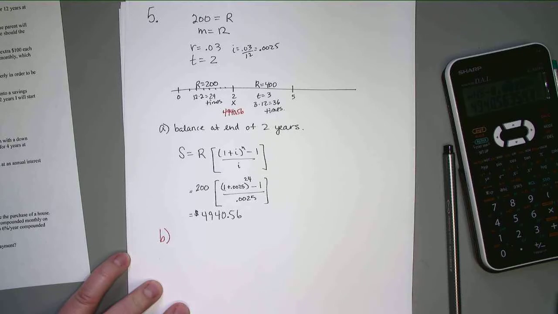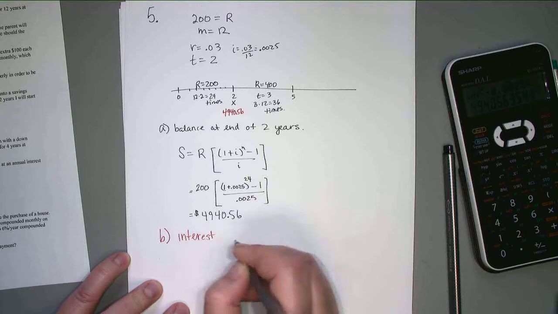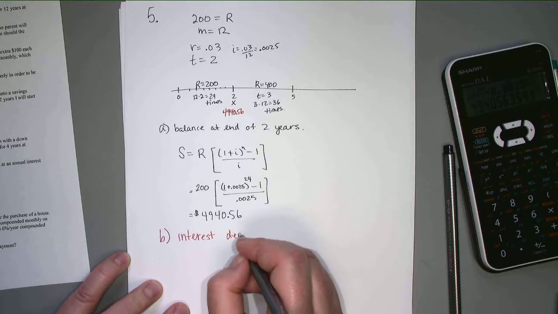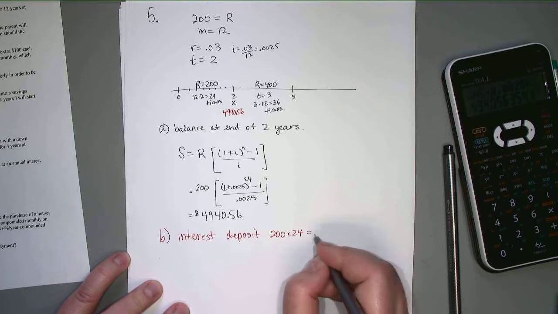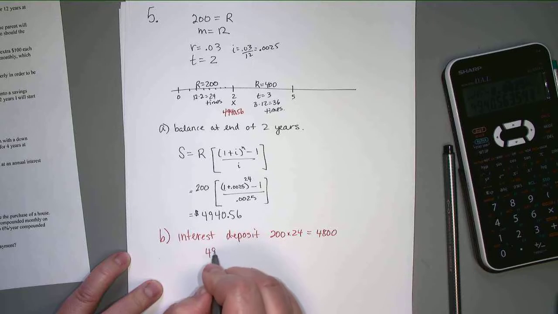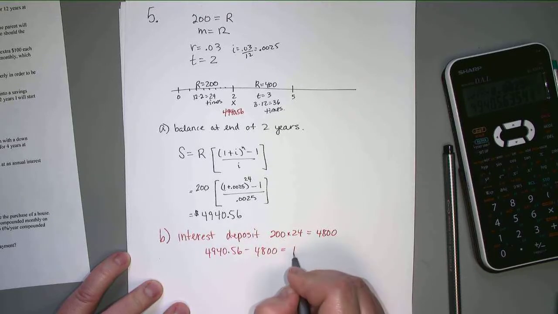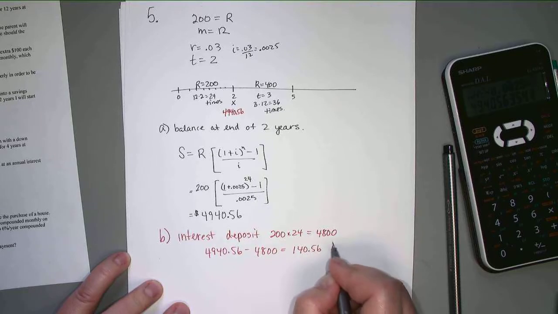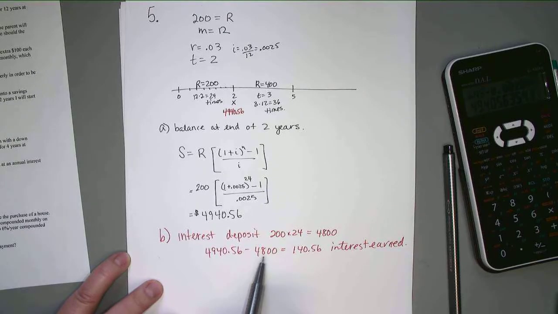And then Part B says, how much interest in the 2 years? So the deposits were what? $200, 24 times. For $4,800, and the total earned was $4,940.56. So $140.56 is the interest earned. All right, your deposits are less because you earned money, and this is the amount that's in the account.